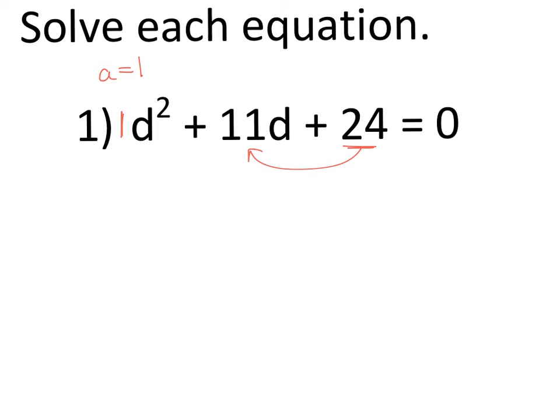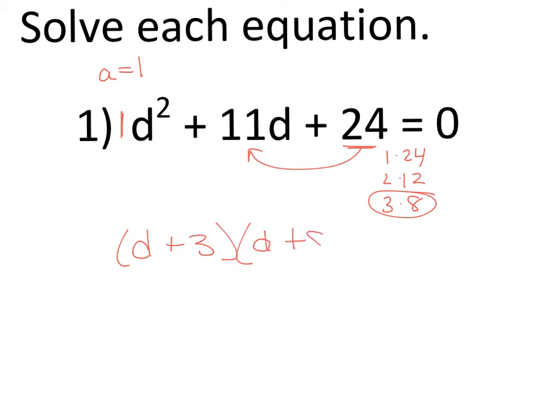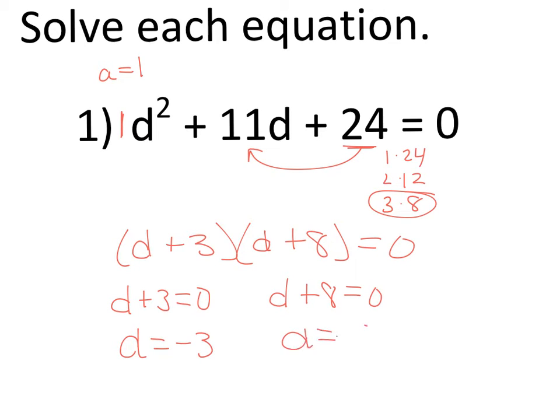So I've got to kind of think, okay, what are factors of 24 that give me 11? So if you start down your list, 1 times 24, 2 times 12, 3 times 8, and I think we probably have a winner right there. Okay, so again, d plus 3, since it's all positive, it'll all be positive, and d plus 8 equals 0. Okay, so step 1, factor, and now that you've factored, set each part equal to 0. So d plus 3 equals 0, and d plus 8 equals 0. So we end up with -3 and -8. And those would be your answers. Okay? All right, let's go ahead and try the next one.